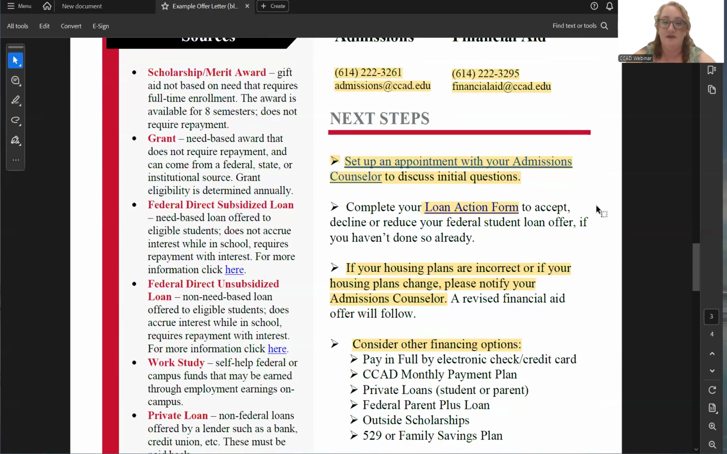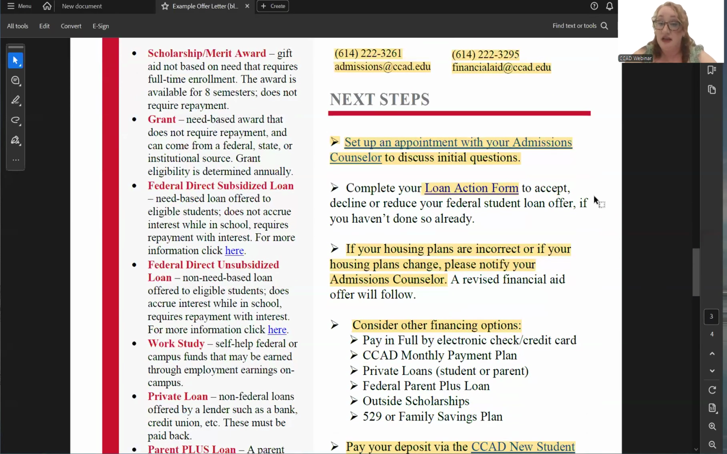Now, next steps. If you would like to go over your specific financial aid offer letter, we can go over it with you during an appointment called a financial aid next step appointment. You can sign up for one on your new student gateway, or you can email us and set one up there as well. All right, so that would be this bullet point.